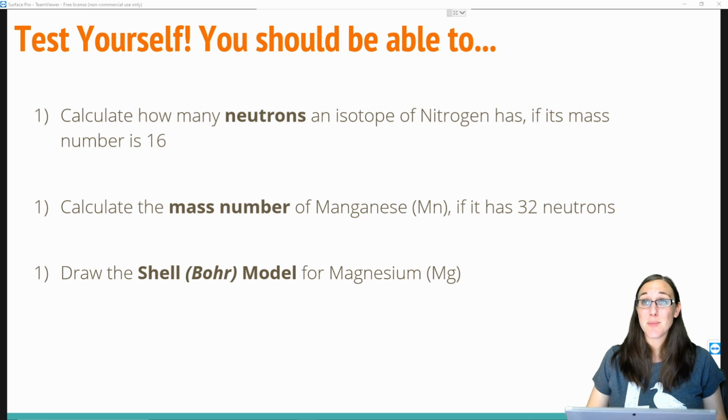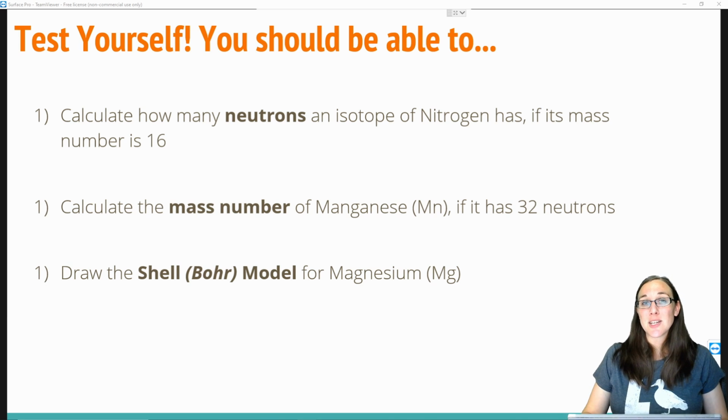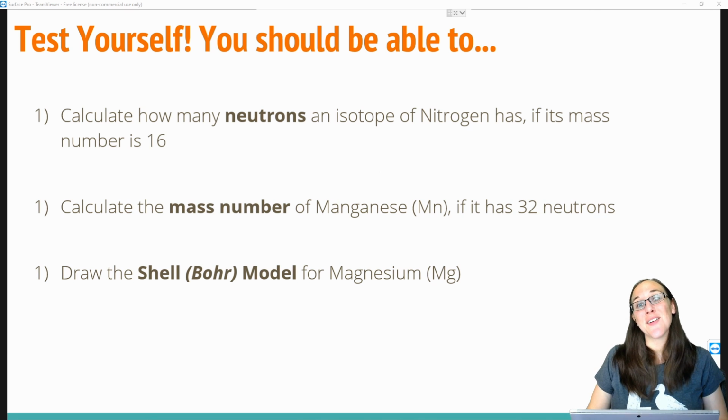So you should be able to now at this point calculate how many neutrons an isotope of nitrogen has if the mass number is 16. Calculate the mass number of manganese if it has 32 neutrons. And draw the shell or Bohr model for magnesium. Please test yourself. Make sure that you are able to do these 3 questions, and we will go over these questions in a following video, which I'll also link in the description below.